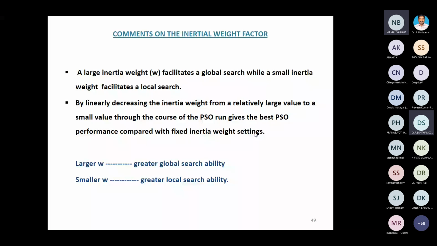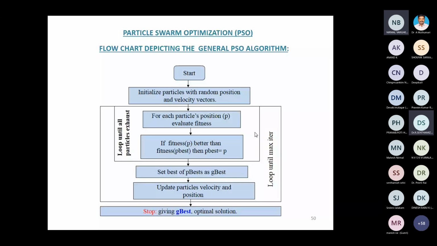Okay. So this is the PSO flow chart. I think you all understand. Start initial particles with a random position and velocity vectors. For each particle position, evaluate the fitness. If the fitness is better than the personal best, then the personal best is P. Now set the best personal best as the global best. Now update the particle velocity and position. Then this will loop like it will go. And finally stop, giving your global best as your objective. And that is your optimal solution, okay, with the minimum error.